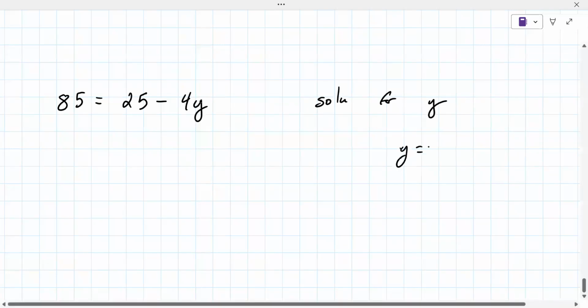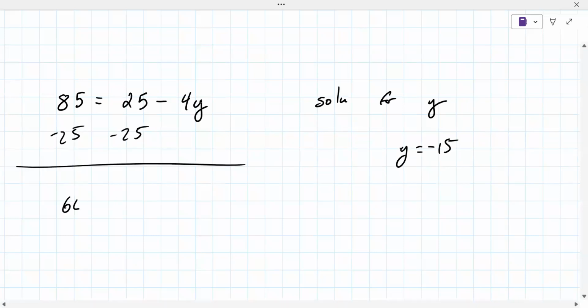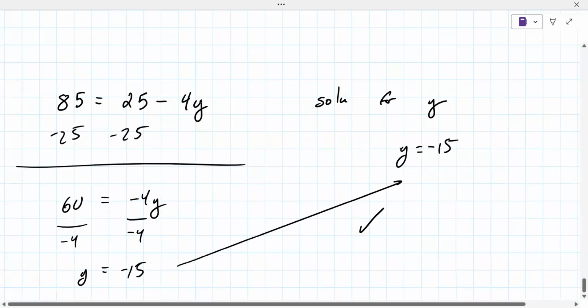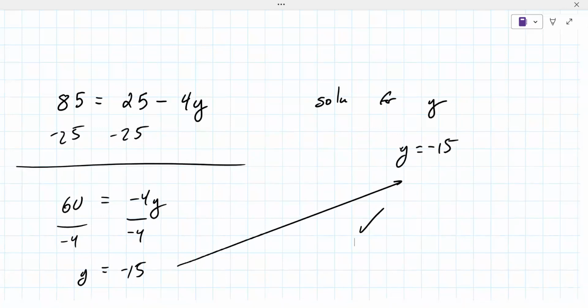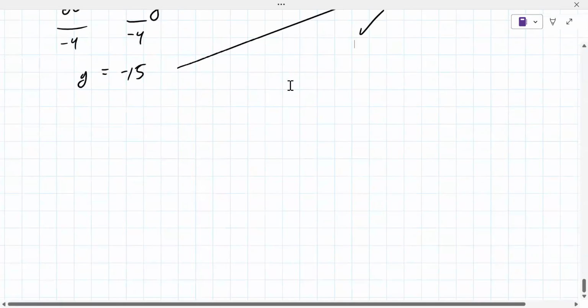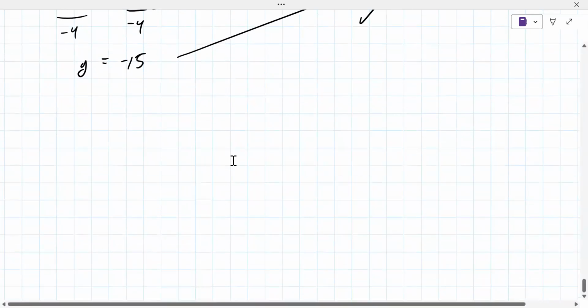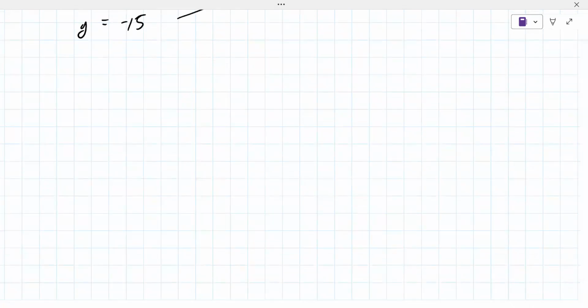Okay, let's take a look here. That sounds pretty good. Subtract 25 from both sides. 60 equals minus 4y, divide by negative 4, divide by negative 4, so y equals negative 15, which is what you said there. Good. Okay, let me put on the screen a few problems here for you to try on your own and see where we're at. I guess I'll call these a mixed review here.